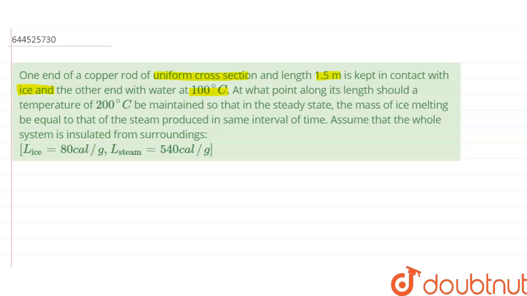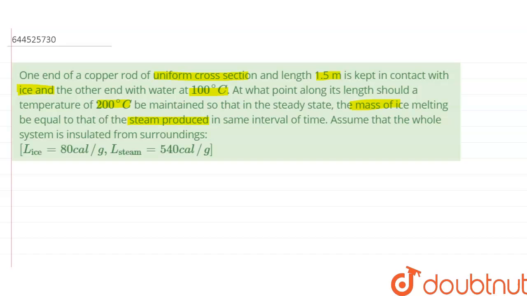At what point along its length should a temperature of 200 be maintained so that in the steady state the mass of ice melting be equal to that of the steam produced in the same interval of time? That means the mass of ice is equal to the mass of steam in the steady state. Assume that the whole system is insulated from surrounding.